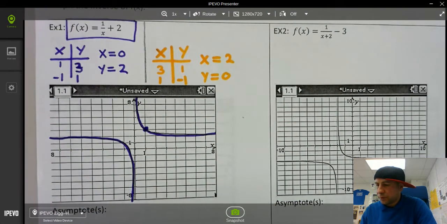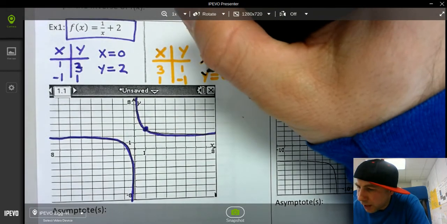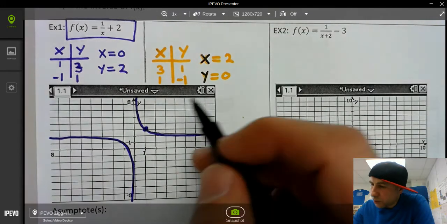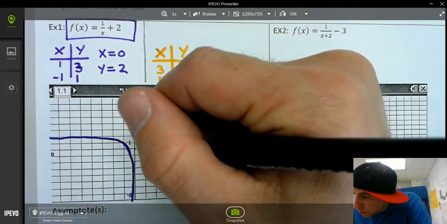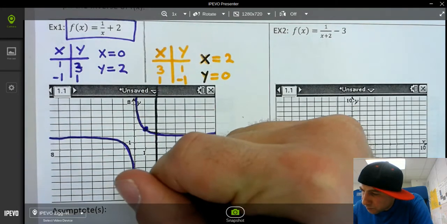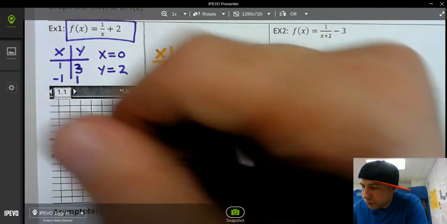All right, and I'm actually going to do the new asymptotes in black so that you don't confuse the asymptotes and the function. Okay, so our new asymptotes are x equals 2 and y equals 0.